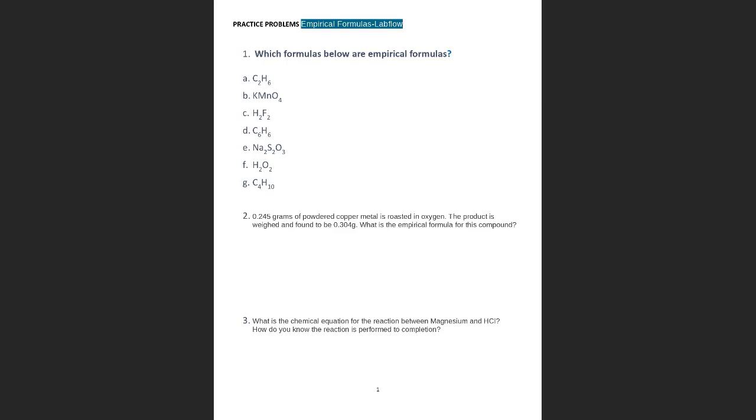Okay, look at the last practice. It says, what is the chemical equation for the reaction between magnesium and hydrochloric acid? You saw that in the previous experiment, and I already wrote it. And it says, how do you know the reaction is performed to completion. So who can tell me what is the reaction between magnesium plus hydrochloric acid?